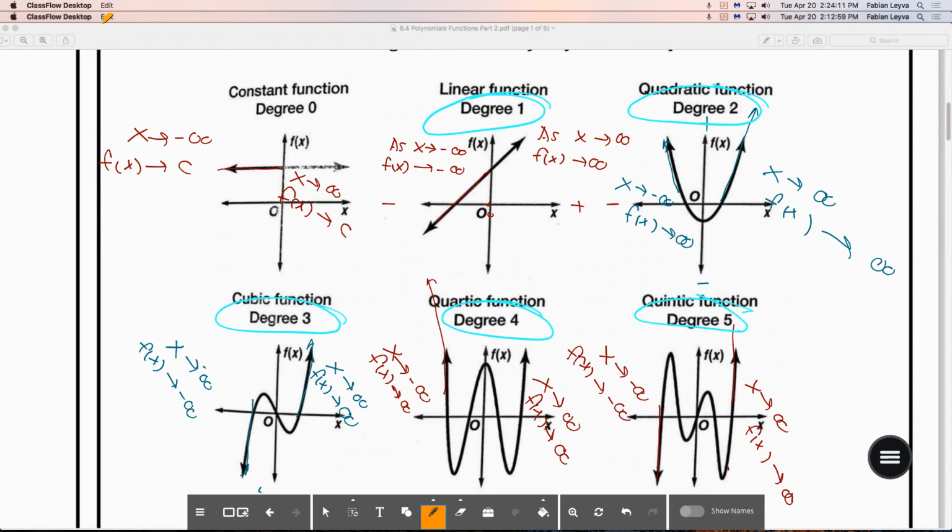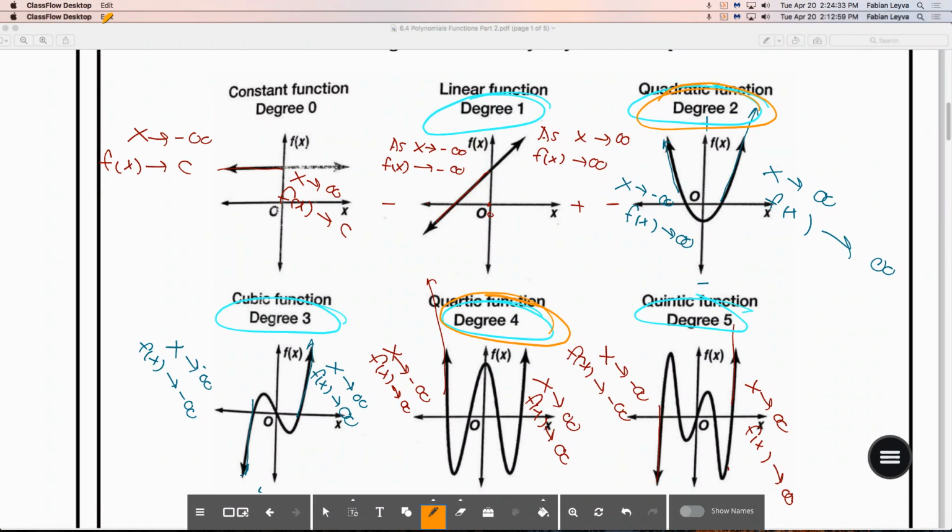Yeah, so let's focus on these. First, I like to look at the even degrees. Notice if you look at all the even degrees, what do you notice about them? They're going the same direction. This is the way I like to memorize it. If you're ever given an even degree polynomial, the end behaviors are going to be going in the same direction because they're even. They're going to evenly go the same direction.